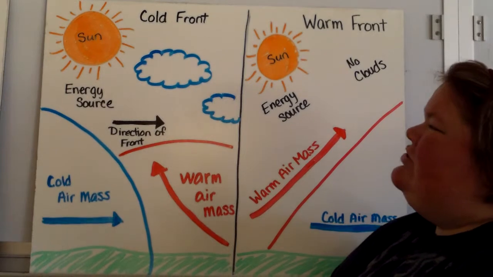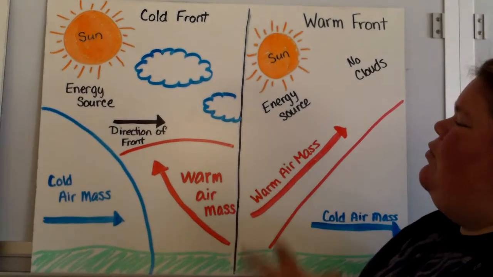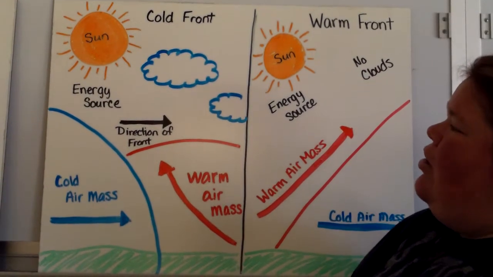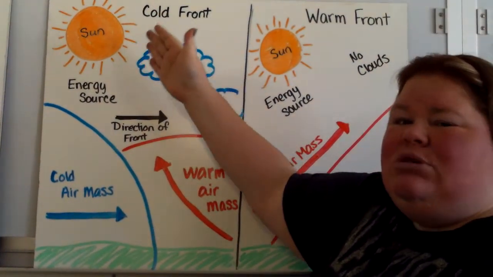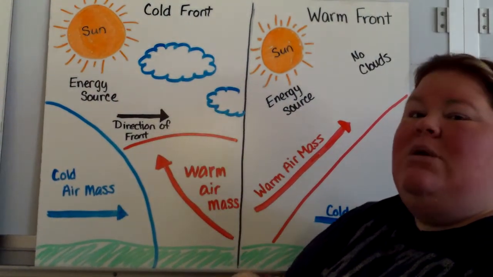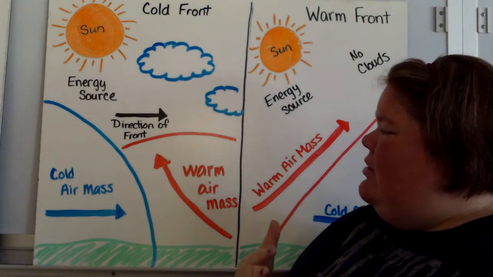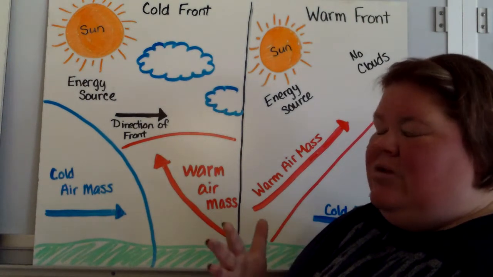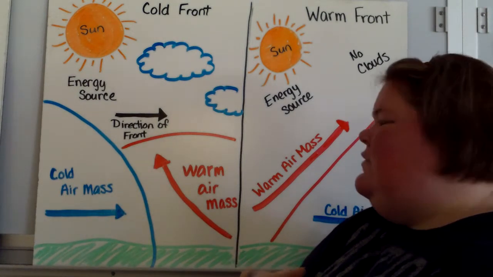Some important parts of weather that you need to know about are a cold front and a warm front. A cold front starts with the sun. The sun is the driving force of all weather. It's what keeps everything moving and flowing. It helps create the wind. It helps thunderstorms travel from place to place. It pushes, it moves things.